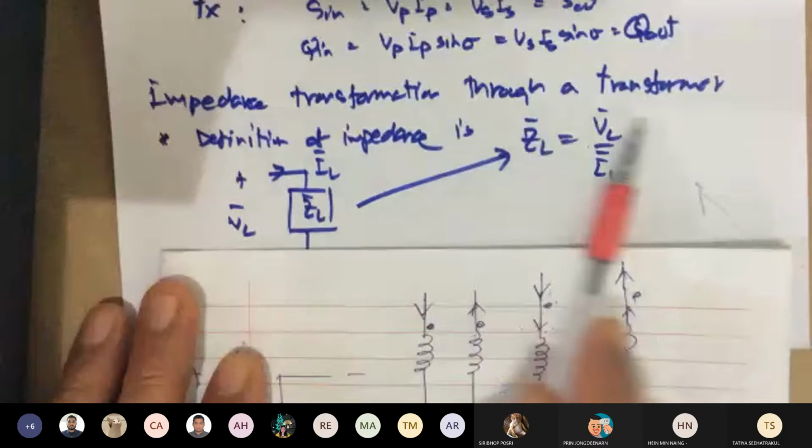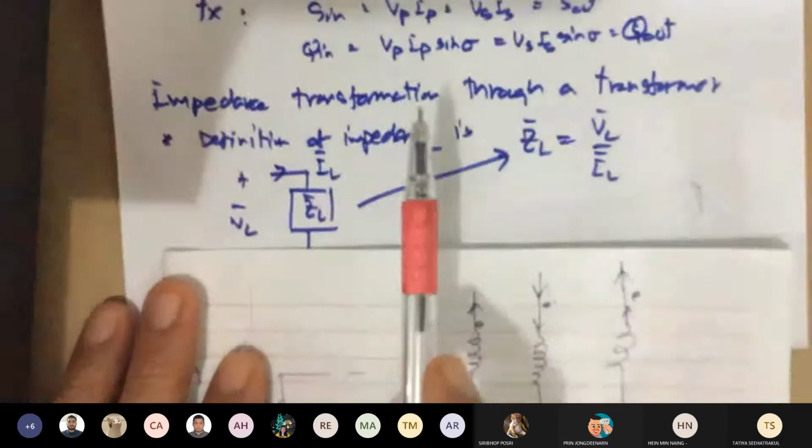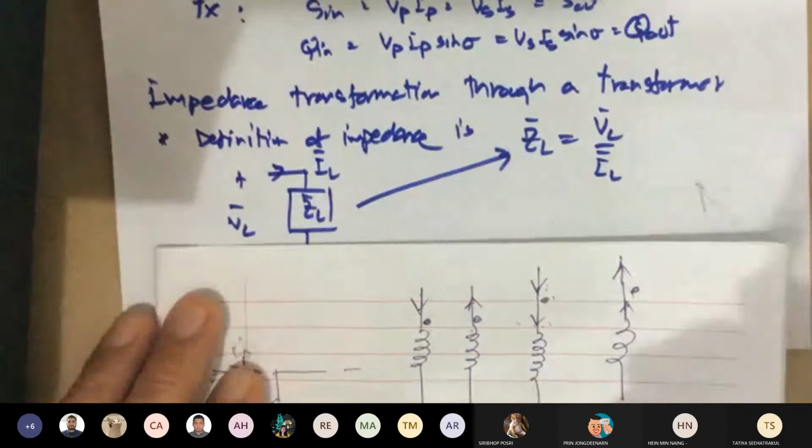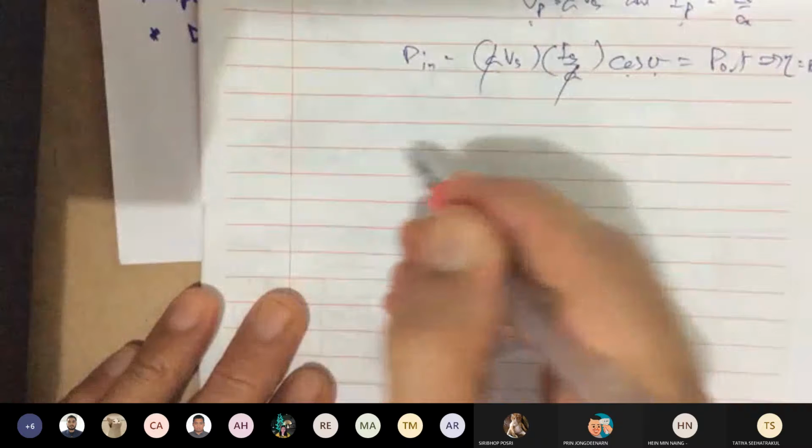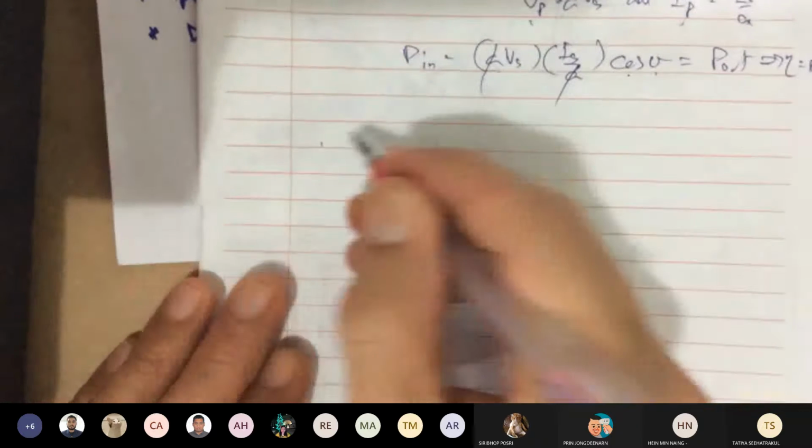Impedance transformation through a transformer. So what does that mean? If I have a regular circuit like this, let's say I have a circuit like this.